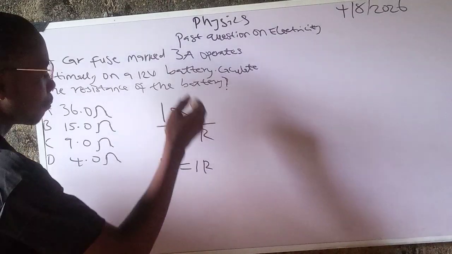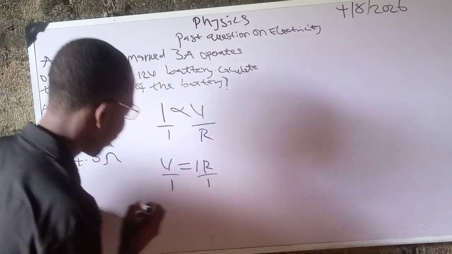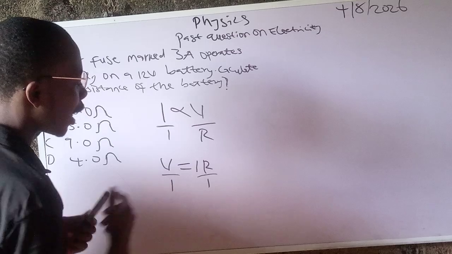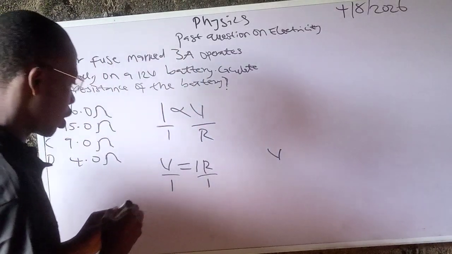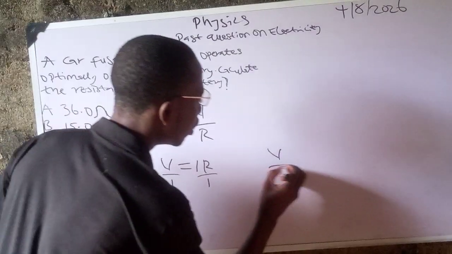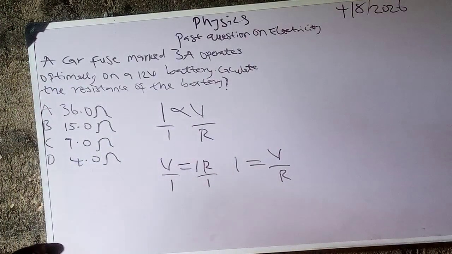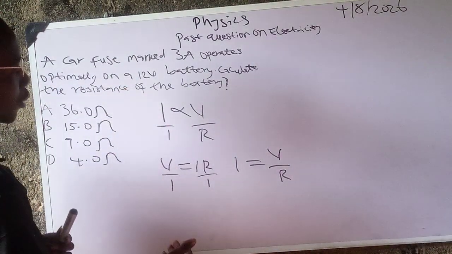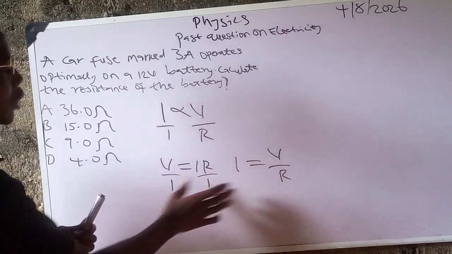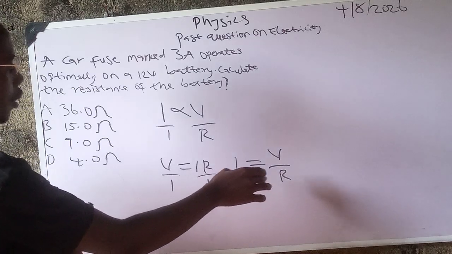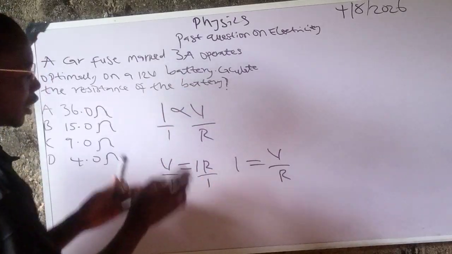If they ask you to make current the subject of the formula, you are going to still do over 1. Now voltage multiplied by 1 will give you what? Voltage. Then resistor multiplied by 1 will also give you what? Resistor. That is, my current equals voltage over resistor. Understand? So if they ask you to make resistor the subject, it's the same thing you did for current, because they are the same thing.